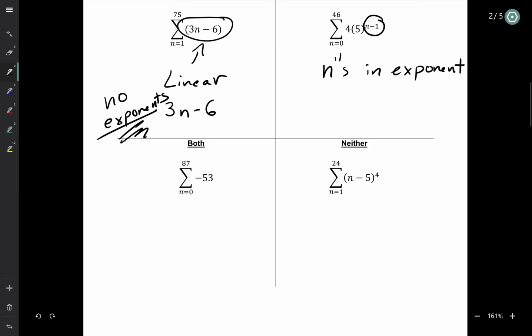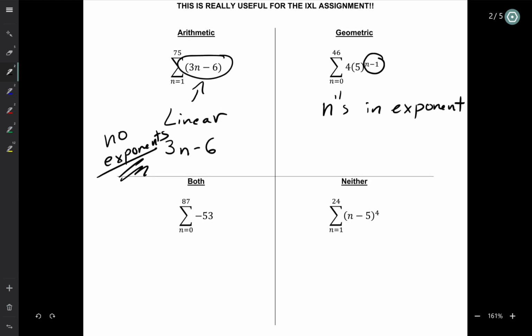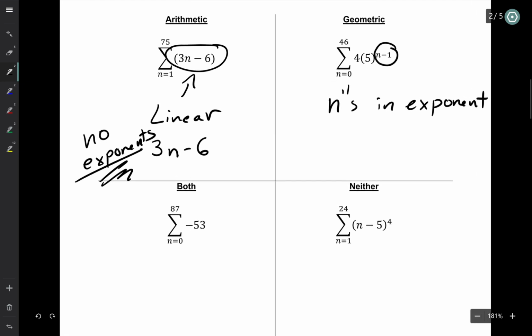Both. This was a tricky one. Both is really tricky, but not really because we can figure it out. It's both when it's a constant. When the rule is constant, it's both arithmetic and geometric. So constant rule, and that just means no variable.